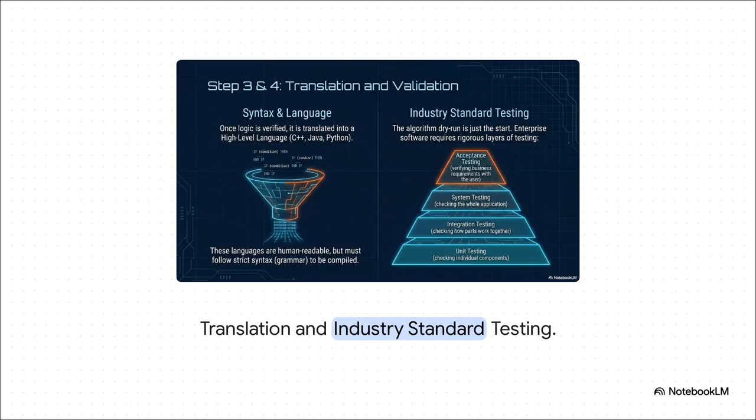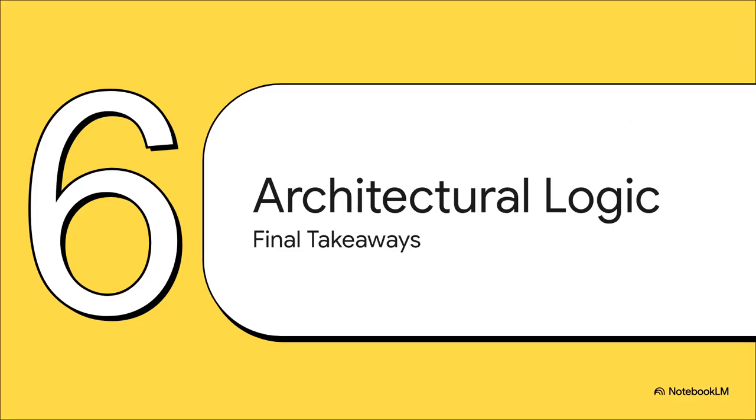Once that logic is fully verified and fine-tuned for efficiency, only then do we move on to steps 3 and 4 of our pipeline. We finally translate that beautiful language-agnostic logic into the strict syntax of a language like Python, C++, or Java. And in the real world, enterprise software goes through rigorous, multi-layered testing. You validate everything from tiny individual units of code all the way up to full user acceptance testing. Which brings us to our final section, Part 6, the architectural discipline.